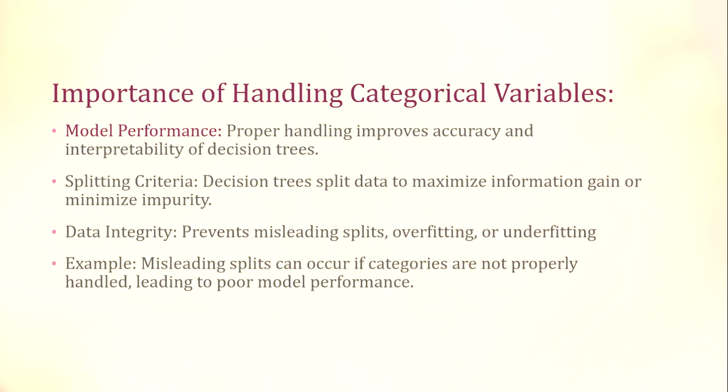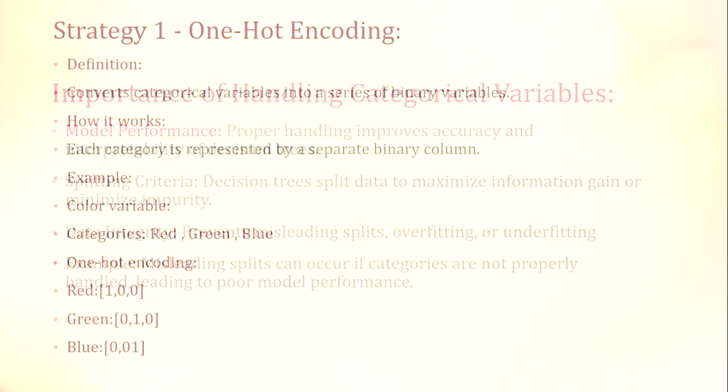Importance of handling categorical variables: these are very important to handle because the performance of the model is based on this. The splitting criteria: decision trees split data to maximize information gain or minimize impurity. Next is data integrity. It prevents misleading splits, overfitting and underfitting. For example, misleading splits can occur if categories are not properly handled, leading to poor model performance. So these are very important to handle. Moving to the next slide.